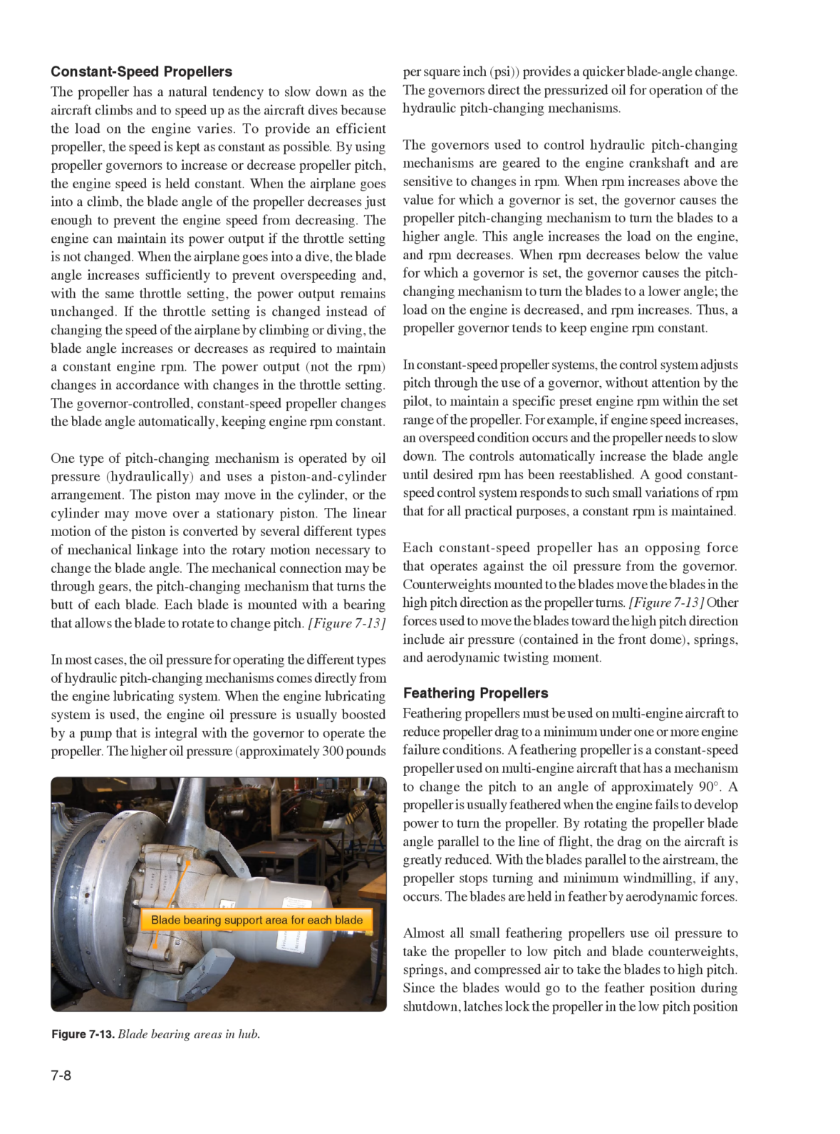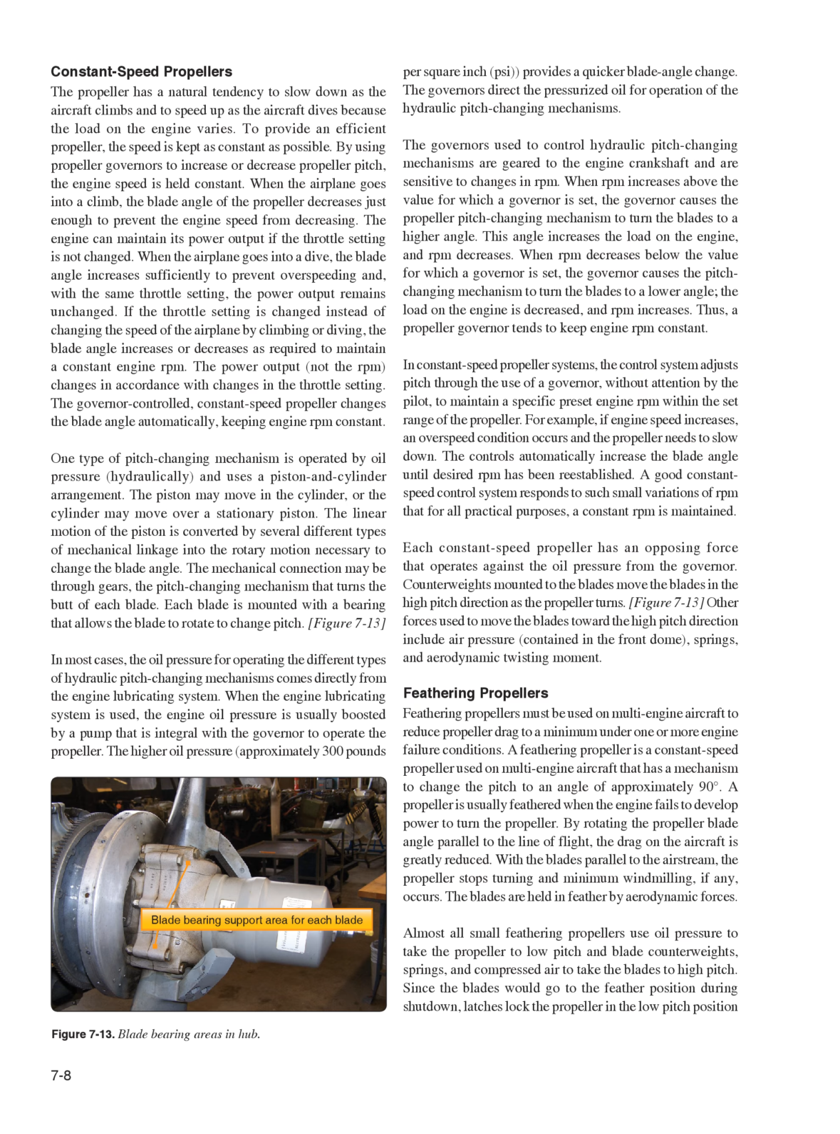The controls automatically increase the blade angle until desired RPM has been re-established. A good constant speed control system responds to such small variations of RPM that for all practical purposes, a constant RPM is maintained. Each constant speed propeller has an opposing force that operates against the oil pressure from the governor. Counterweights mounted to the blades move the blades in the high pitch direction as the propeller turns.